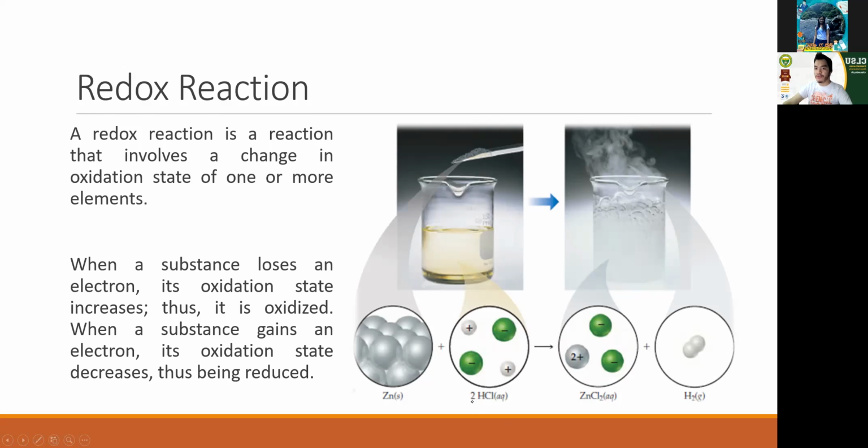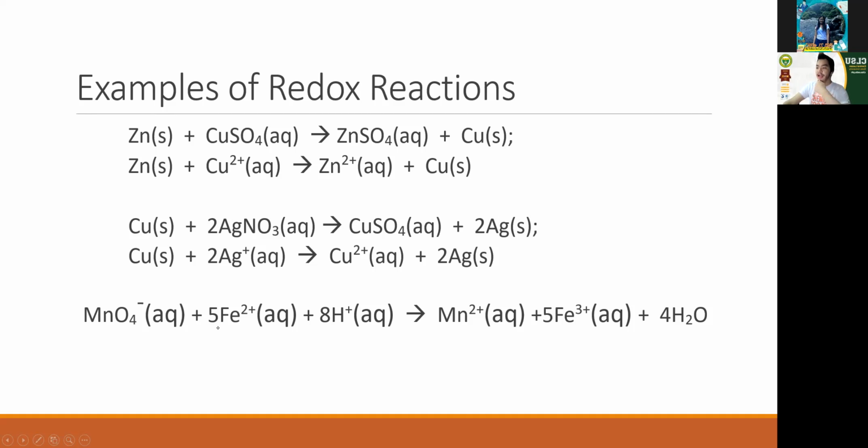And then dito naman, si copper na solid, pinag-react mo naman kay silver nitrate. So nangyari, naging copper nitrate, tapos silver solid. So from copper 0, naging copper 2+. And then from silver 1, naging silver 0. So ayun. And then lastly, si permanganate ion, pinag-react natin kay iron 2+. So, naging Mn2+ plus iron 3+. So, makikita natin, yung charge ni iron, tumaas, and then si manganese, nawala ng oxygen. So, nagkaroon tayo ng redox reaction.